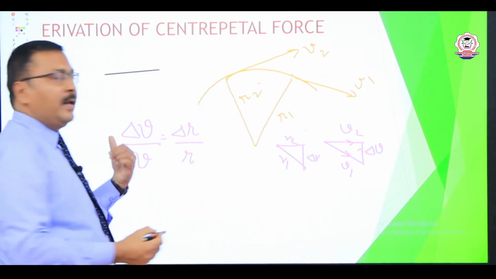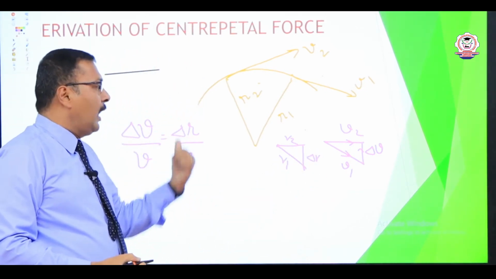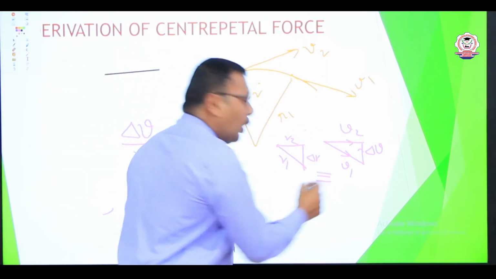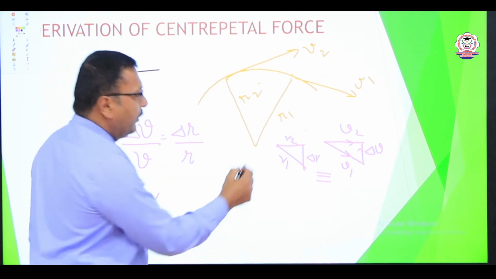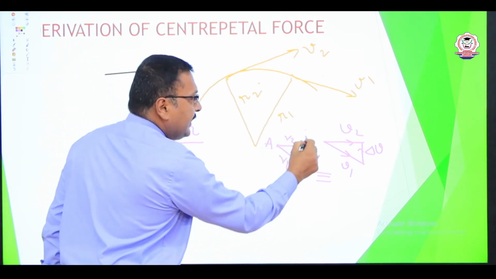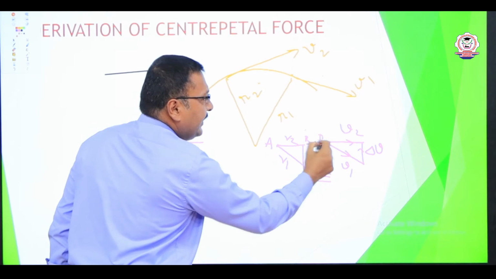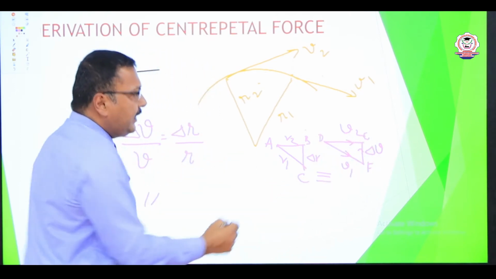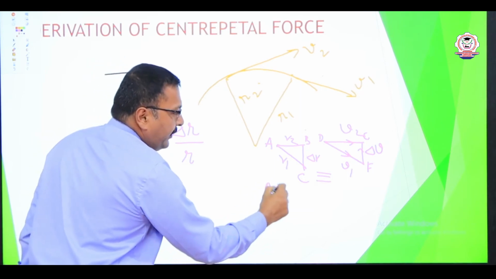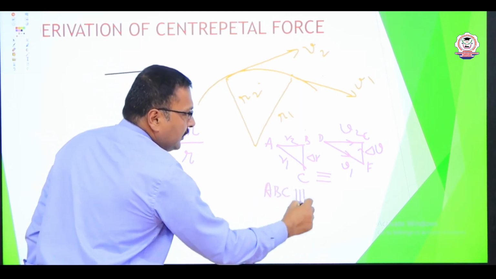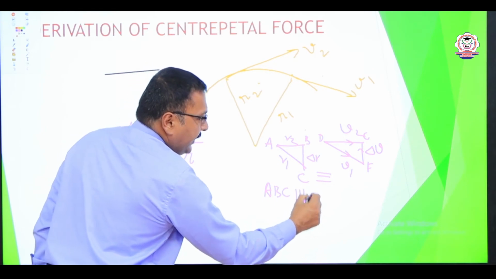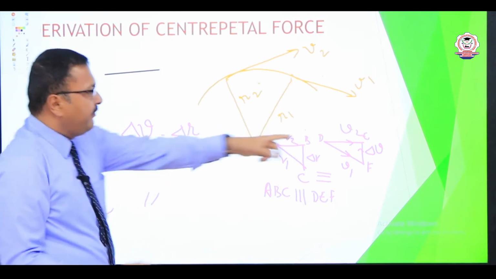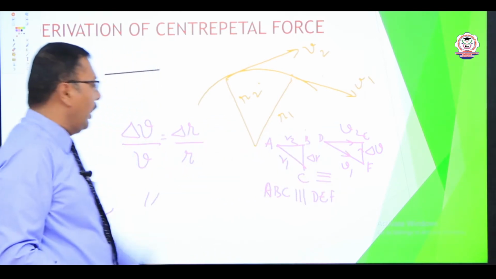I have obtained this value, delta V by V equals delta R by R, by the similarity or congruence of the triangles. So these are two congruent triangles, ABC and DEF. So by vector algebra, triangle ABC is congruent to triangle DEF. That's how I have decided delta V by V is equal to delta R by R.